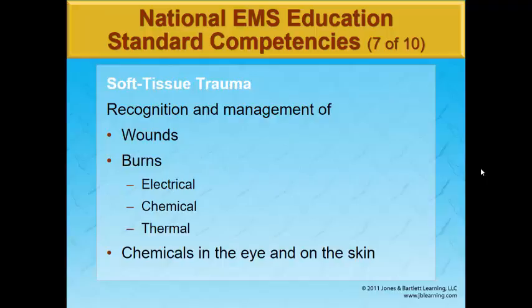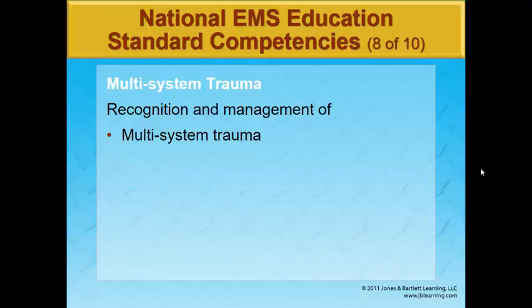And getting into soft tissue trauma, we're going to look at the different types of wounds, whether they be open or closed, and then get into types of burns, electrical, chemical, thermal, and then radiation burns, much like a sunburn. We'll talk about chemicals on the eye and the skin and how to dilute those, flush those with water. We'll also look at multi-system trauma.